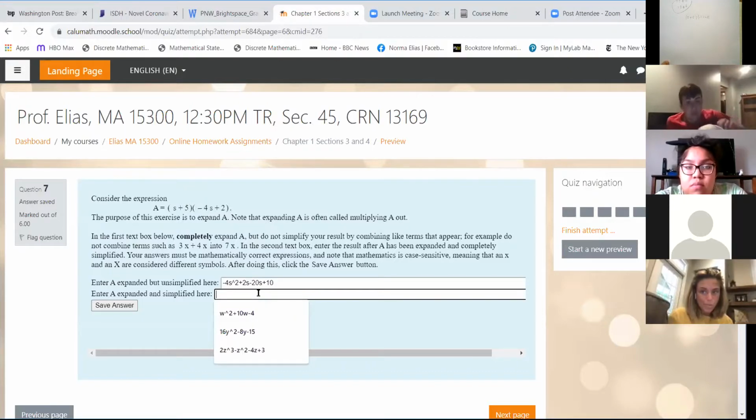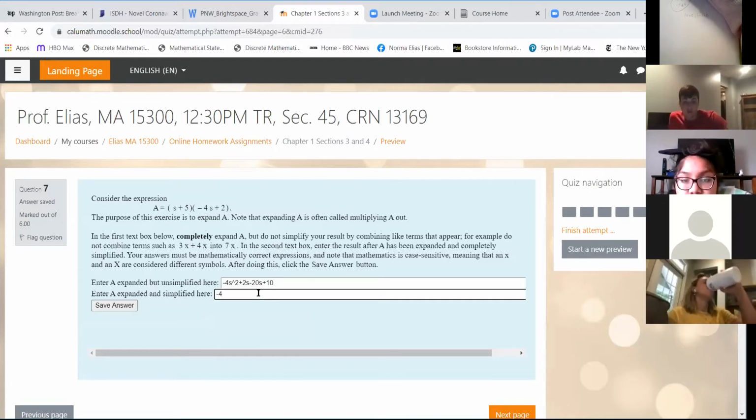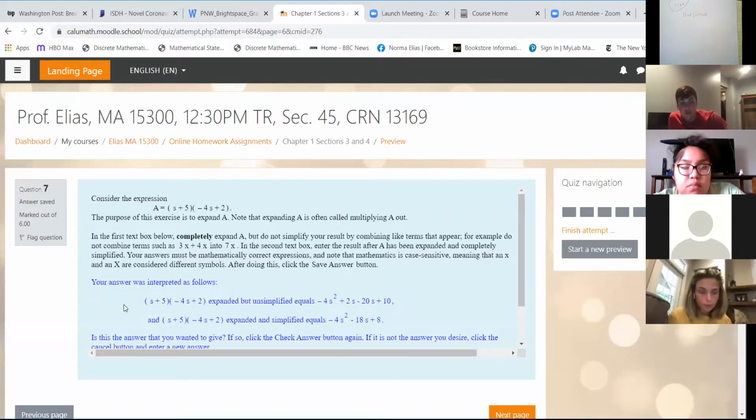Now they want you to combine. This time I'm going to make a mistake in combining. So minus 4s squared plus 2s minus 20s, that's minus 18s. I will put minus 18s, but instead of putting plus 10, I'm going to put plus 8, for example. And then save answer.